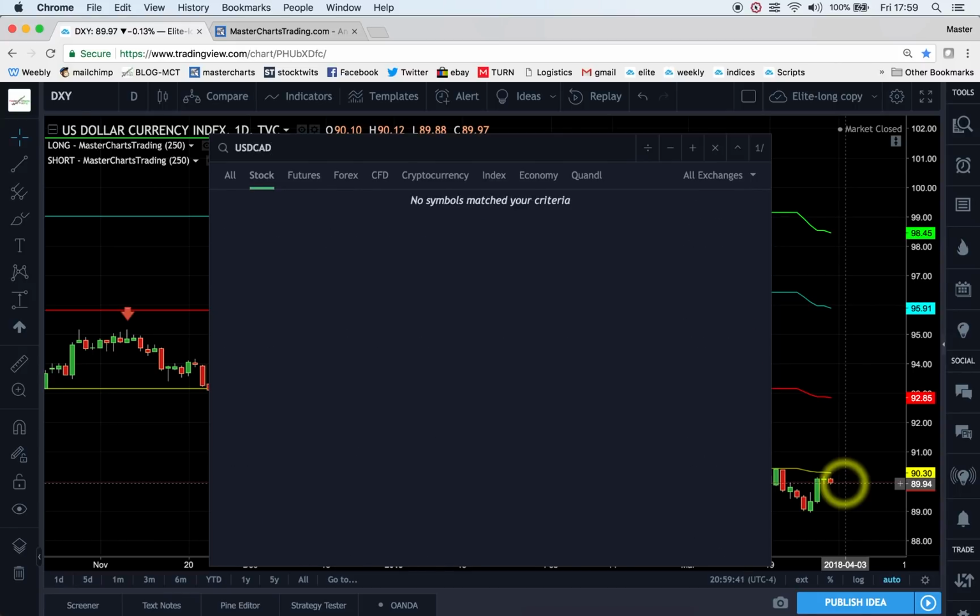Here's the United States versus Canadian dollar, but you know what? Let me show it to you on the futures chart.